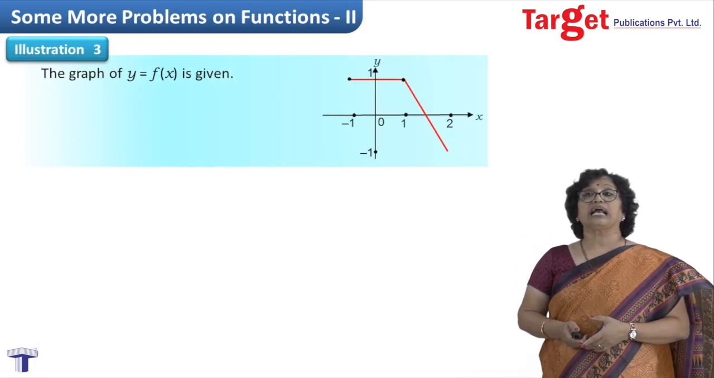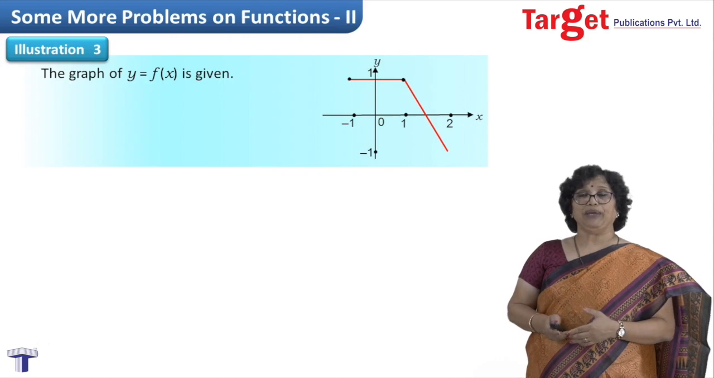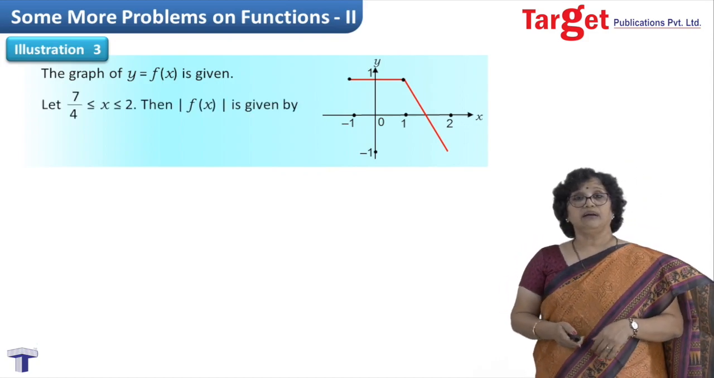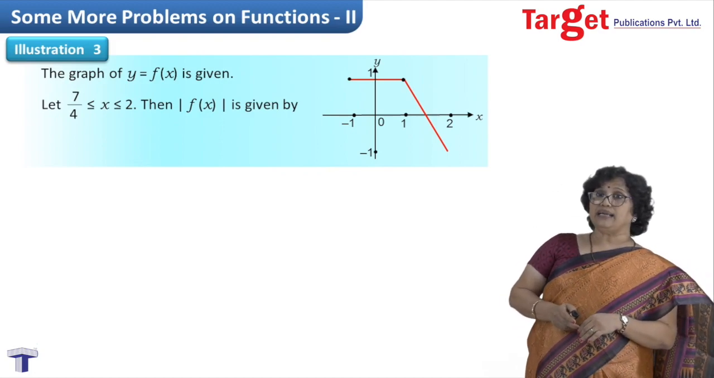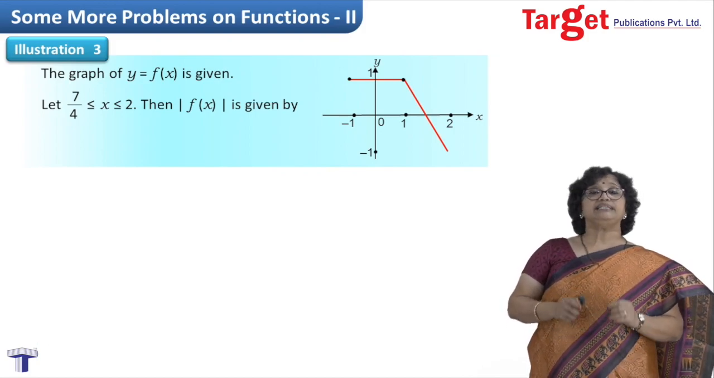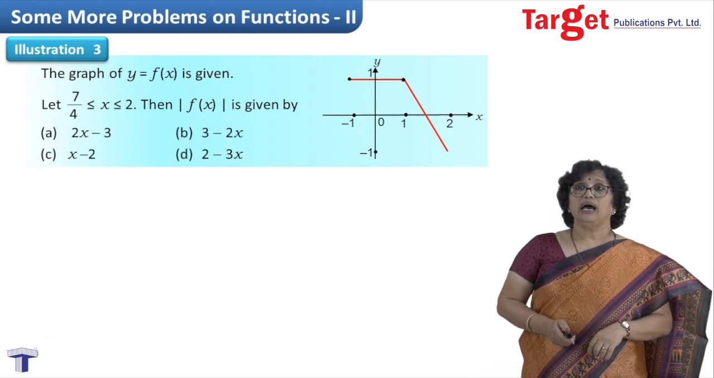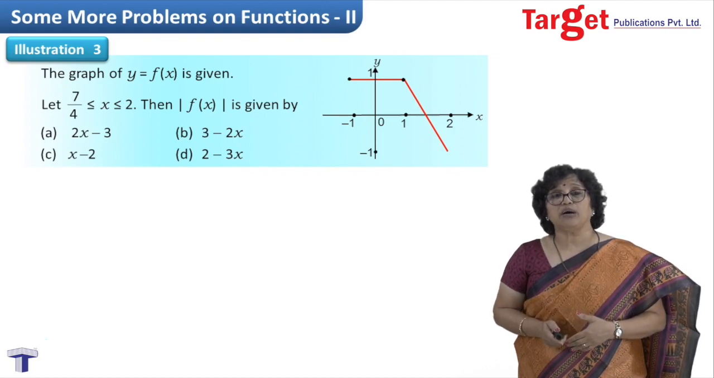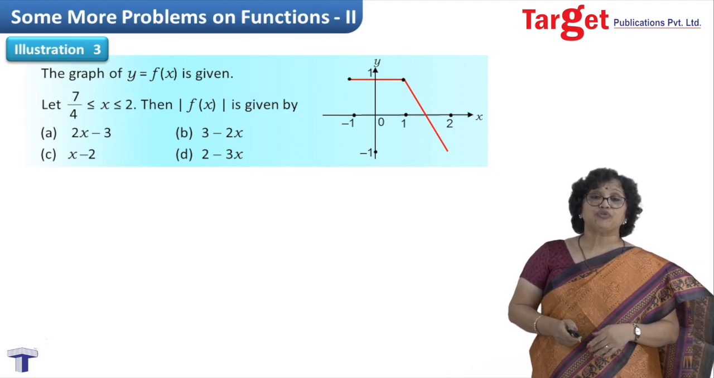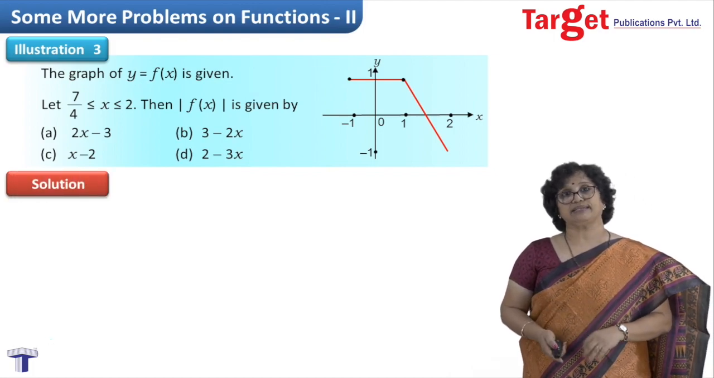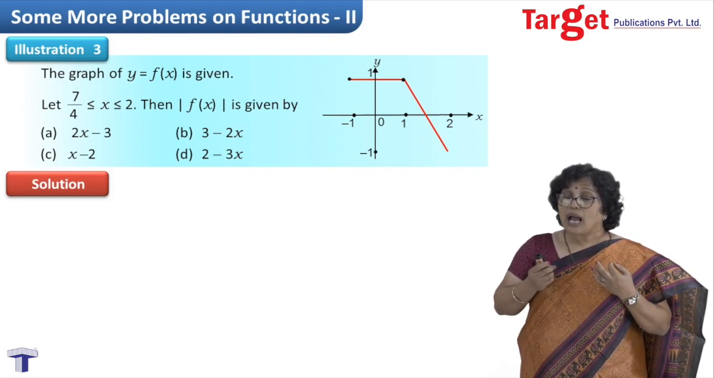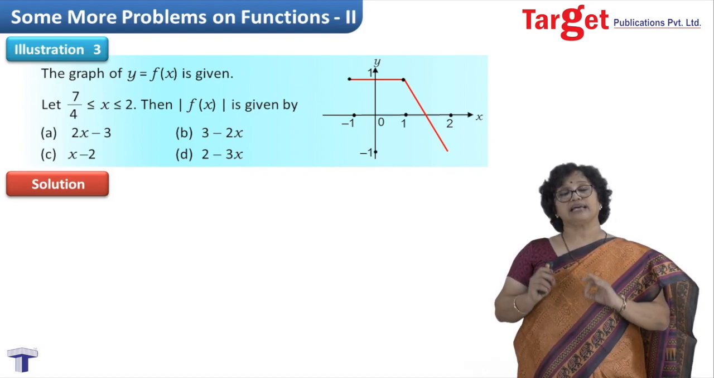And the third one is that the graph of y equal to fx is given now to me. And when you look at that graph, it is nothing but two line segments. And we are given that x, I have to choose between 7/4 and 2. And we have to write information about the absolute value of fx. Means indirectly, I'm asked to find out the absolute value of fx. Now, how would I proceed? The absolute value of fx is asked.